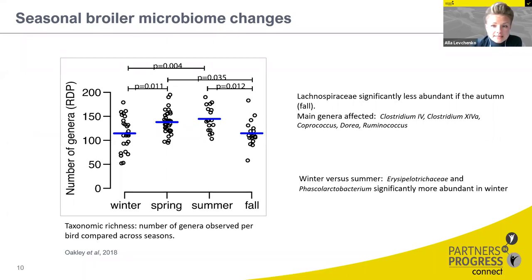Ruminococcus group is closely related to Clostridium IV group, and it has been shown to have several positive phenotypes, including those that degrade resistant starches, and it showed negative correlation with irritable bowel syndrome in humans. So in this case, in fall, those two types were actually lower in their abundance compared to the other seasons. So that's to have an idea about possible effects during different times of the year.